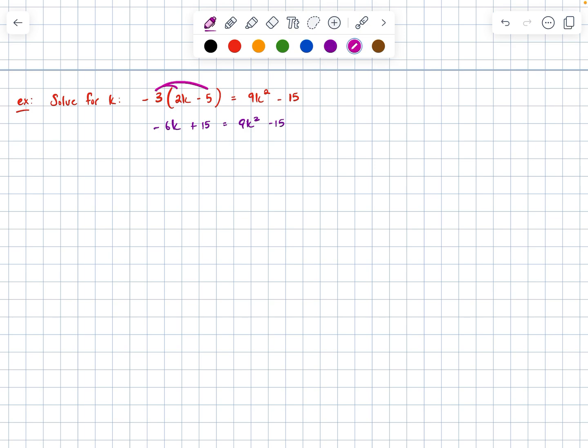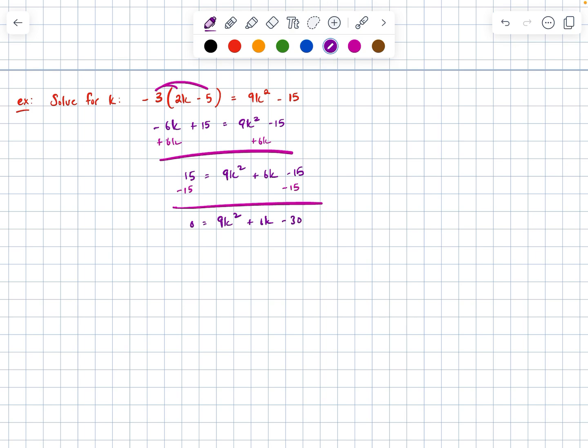From here, I need to move everything over to one side. I'm going to choose here to move everything to the right, but again, it does not necessarily matter. Adding 6k to both sides first, I've got 15 is equal to 9k squared plus 6k minus 15. And last but not least, subtracting 15 from both sides, negative 15 minus 15 is negative 30. Now that I'm here, I have the opportunity to make a strategic decision.